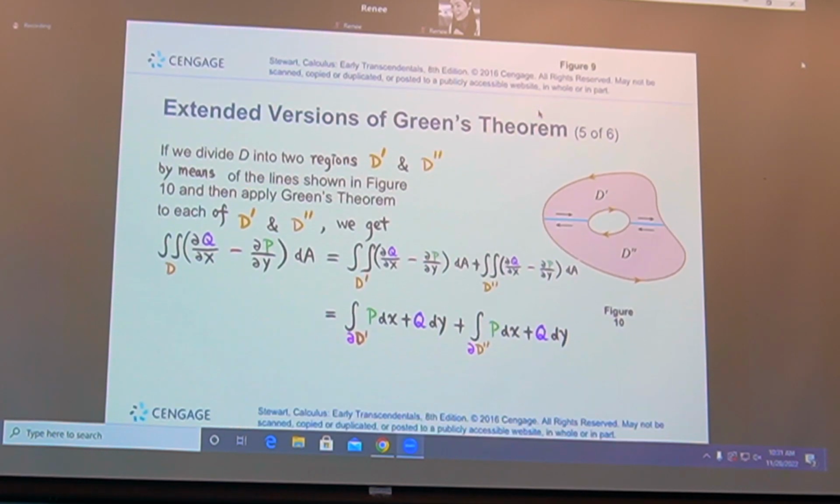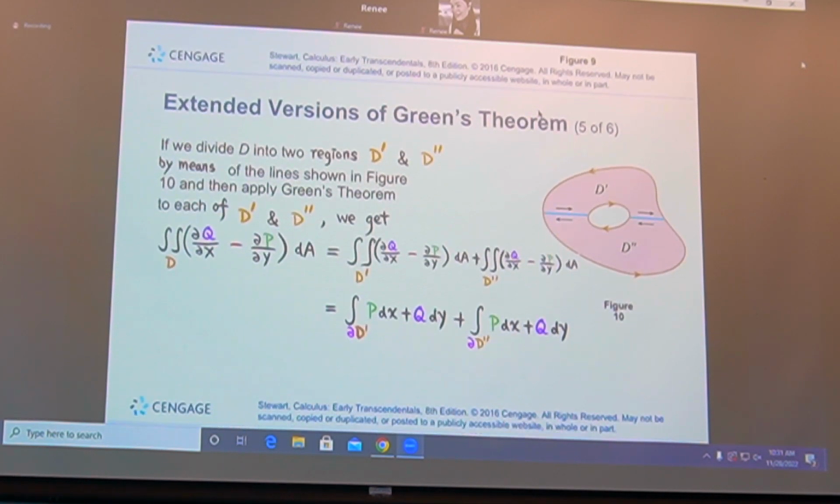Then what do we do? We actually use the trick that we did before. We divide it. We draw a horizontal line here to divide it into two regions. This is D prime. This is D double prime. When we do the double integral over the whole region D, we can write it as the double integral over D prime plus the double integral over D double prime, like this.